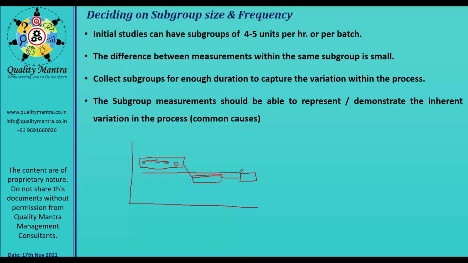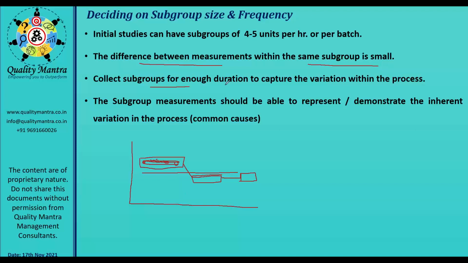Your difference between the measurements should be less, and based on that you will decide whether you are going to collect 5 samples every 100 samples or 5 samples every 50 samples. That depends on what variation you get from sample to sample. If the variation is too much, it means your subgroup size selection is not good. The difference between the measurements within the same subgroup needs to be small.